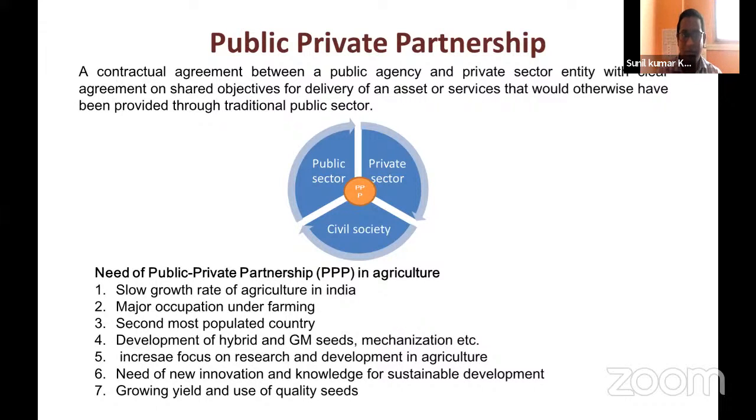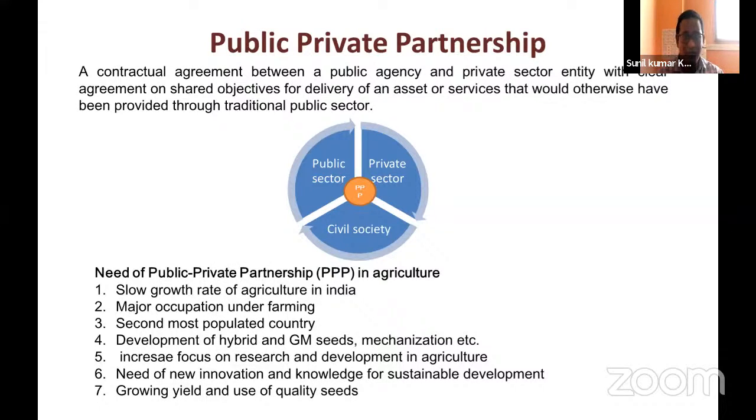Why was there a need for this PPP in agriculture? Because agriculture is showing a slow growth rate in India. Our country is majorly an agrarian country, so that's why the slowdown matters. Farming is the major occupation, and our country is the second most populated country.